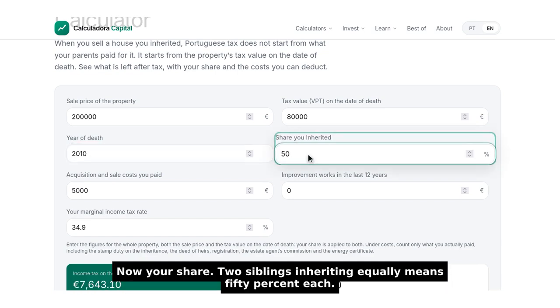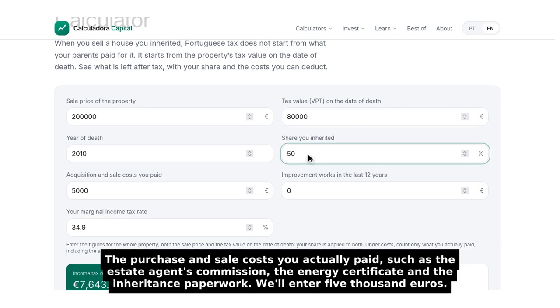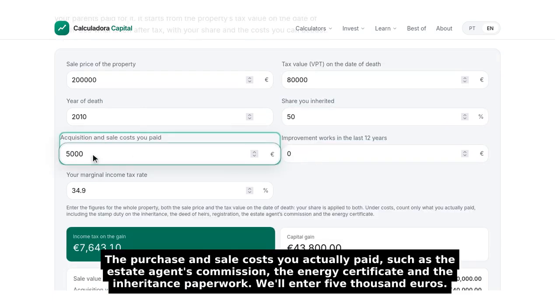Now your share. Two siblings inheriting equally means 50% each. The purchase and sale costs you actually paid, such as the estate agent's commission, the energy certificate, and the inheritance paperwork. We'll enter 5,000 euros.